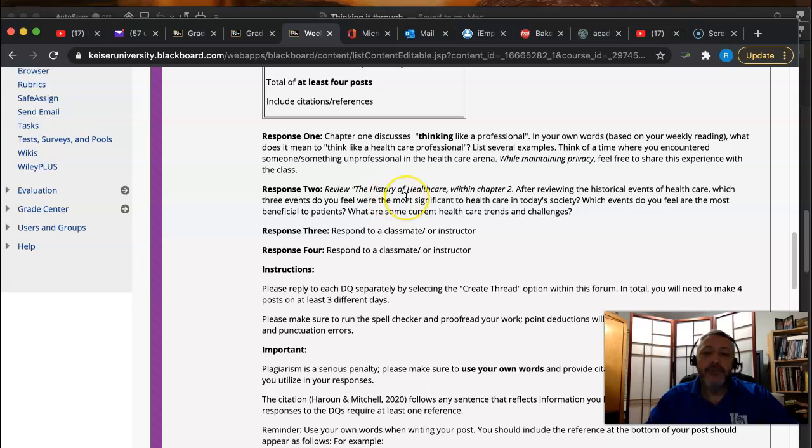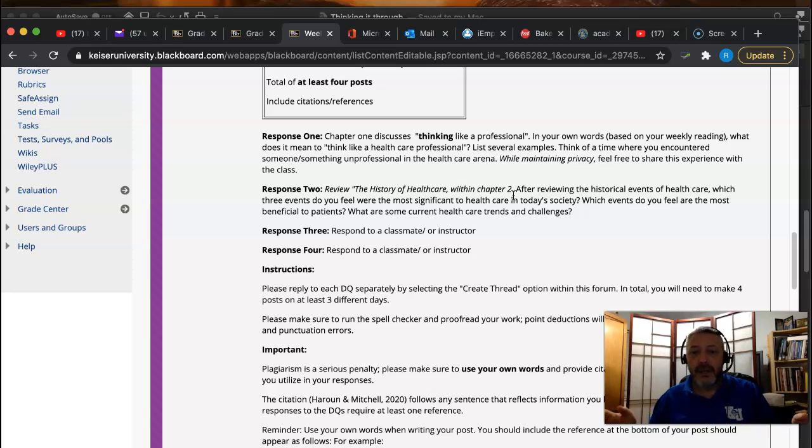Your second response says, review the history of healthcare within Chapter 2. So there's a whole chronological list of events that happened over the history of healthcare. And after you've reviewed that, you want to provide at least 3 examples or 3 events that you think were beneficial to healthcare overall. For the second part of that, you want to identify at least 1, if not more, events that occurred that were beneficial to the patient individually, not as a whole for healthcare, but for the patient individually.